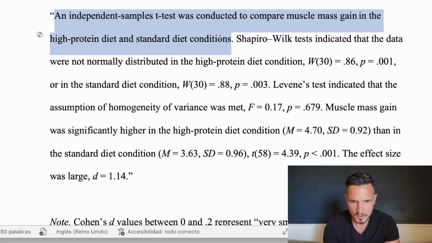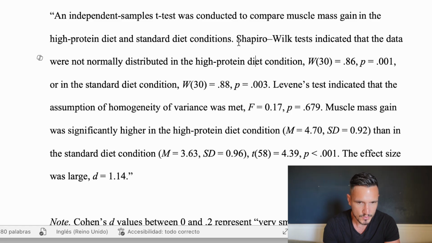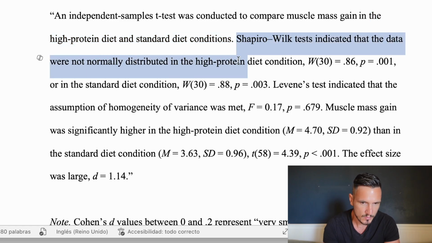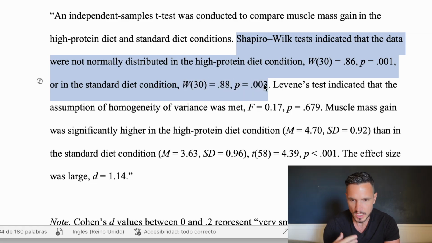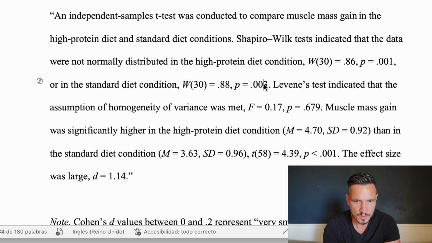and standard diet conditions, and then I've referred to those Shapiro-Wilk tests that we conducted. So I said that Shapiro-Wilk tests indicated that the data were not normally distributed in the high protein diet condition or in the standard diet condition. As I mentioned before, if I saw that, I would actually switch to doing a Mann-Whitney U test instead, but I'm just going to ignore the fact that the data were not normally distributed for the sake of this example. So we have some stats here, so we can take a look at where those come from.